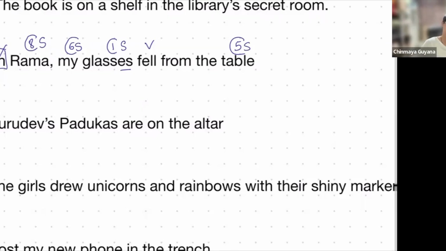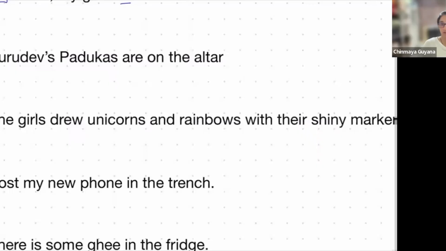Okay? Number 3. Gurudev's padukas are on the altar. Verb. Verb is are. What are? Not Gurudev. What are? Padukas are. Okay? Again, no direct object, so we go on to the rest. Whose padukas? Gurudev's. So Gurudev is what case? 6. Should be easy. Every time you see apostrophe S, it is 99.99999% 6th case. Okay?